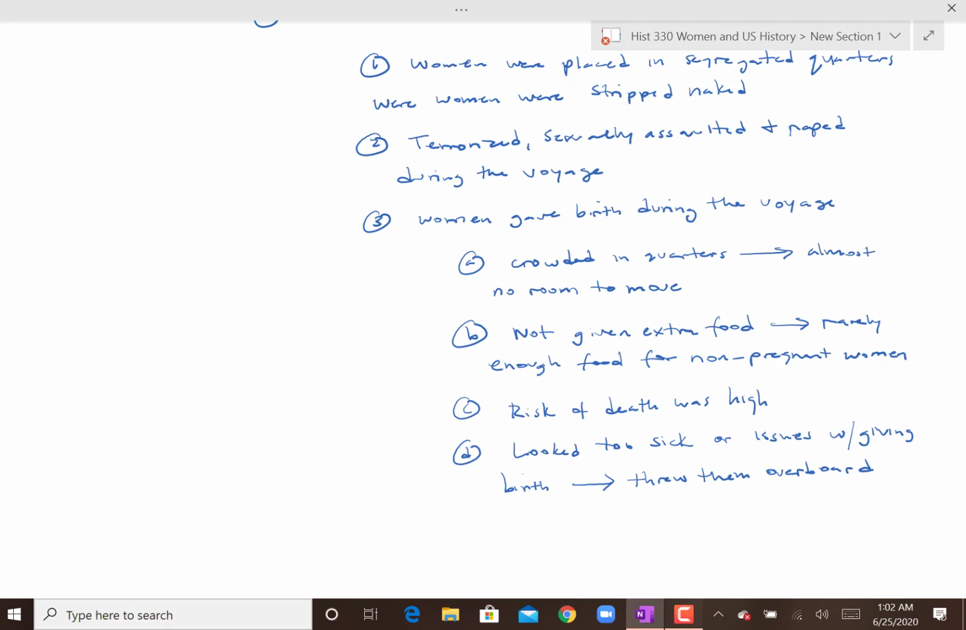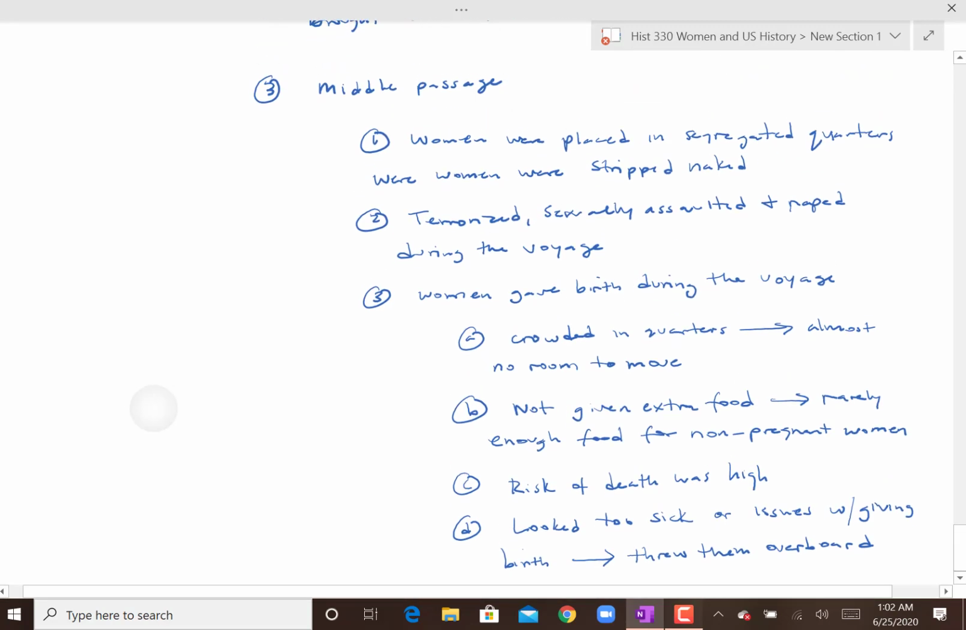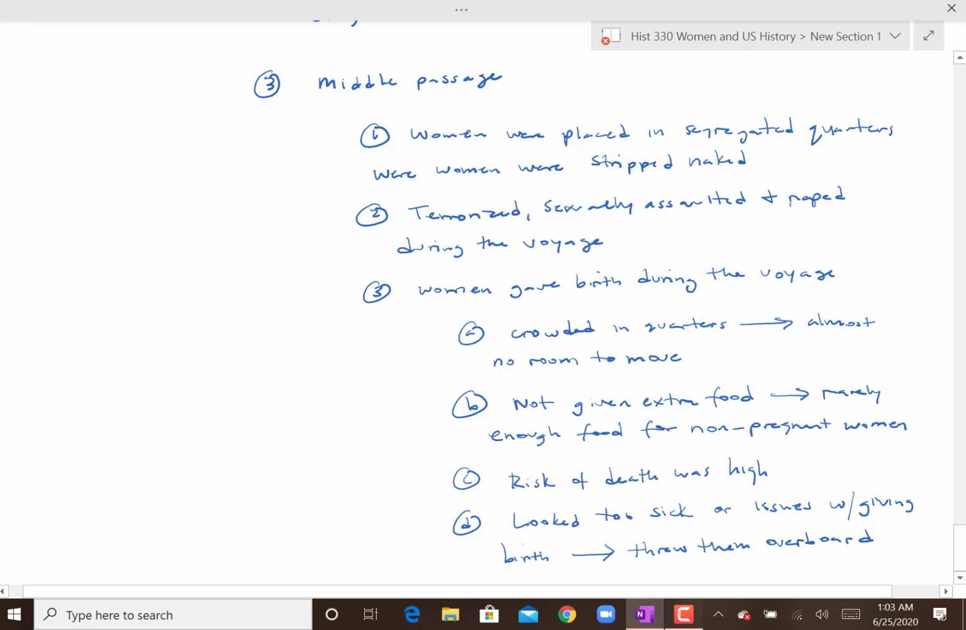let alone women who resisted the sexual abuse and rape were also likely to face various punishments and or being tossed overboard as well. So women definitely had a higher risk of not surviving the Middle Passage. And that was, like I said, this terrorizing, horrible experience.